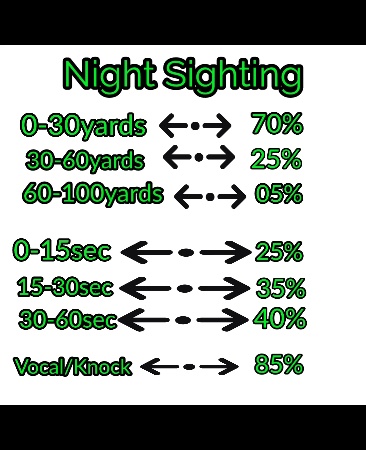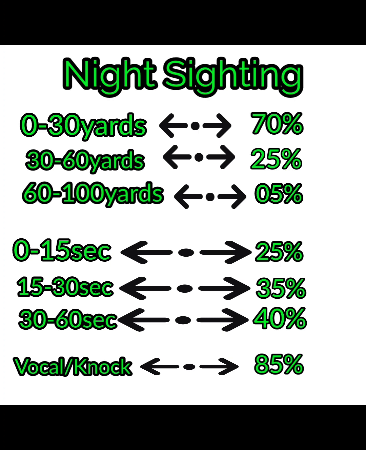70% of all night sightings happen at a distance of 0 to 30 yards, which just makes sense because you can't see that far at night. 25% happened at 30 to 60 yards, and generally it involved a vehicle driving down the road and headlights. And then 5% of all night sightings occurred between 60 and 100 yards, and most were reported under a full moon.